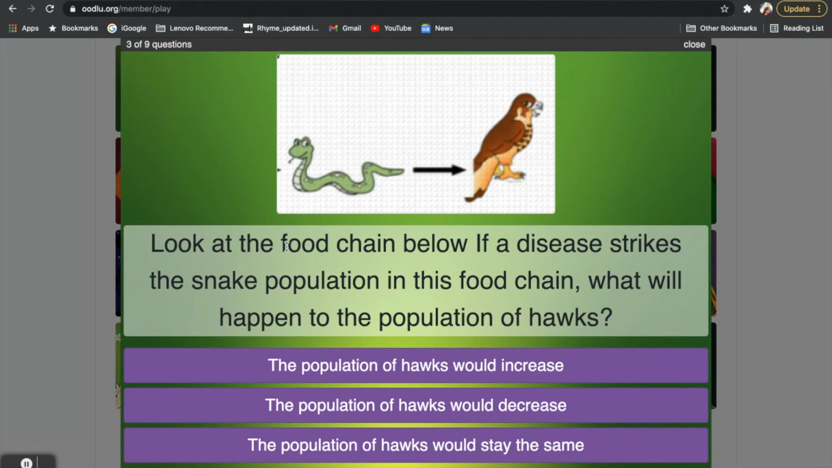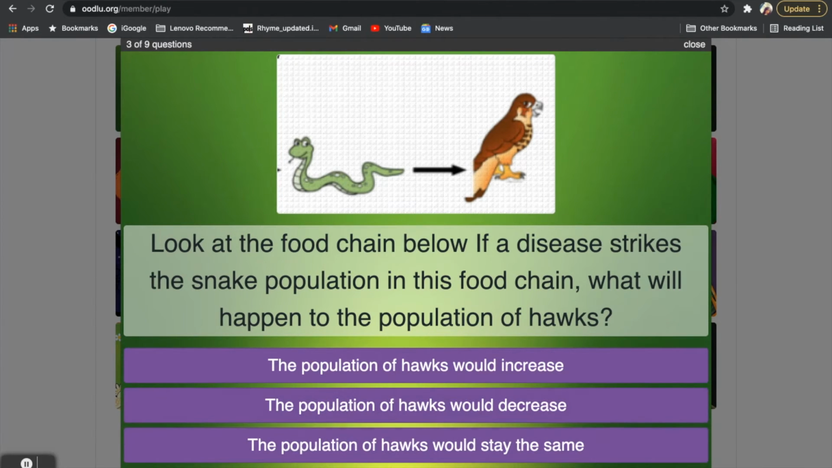Question 3. Look at the food chain above. If a disease were to strike the snake population in this food chain, what will happen to the population of hawks? So let's think about it. If there was a disease that killed all our snakes, what will happen? Will the population of hawks increase, meaning it will go up? Will the population of the hawks decrease, meaning it will go down? Or will the population of the hawks stay the same, so nothing changes? Share your thinking on Edpuzzle now.